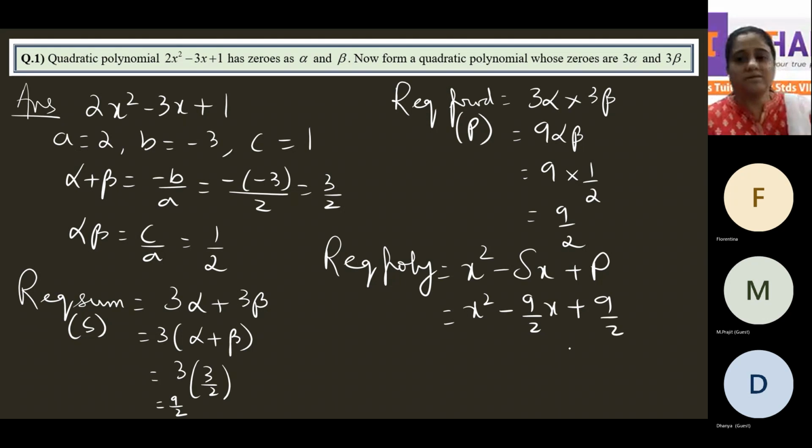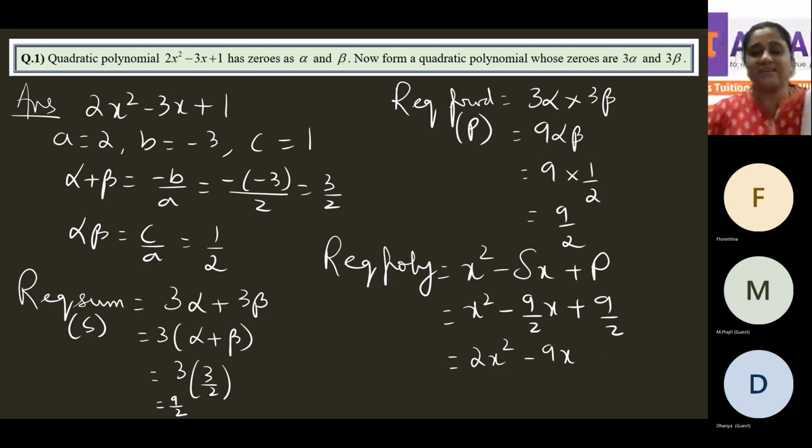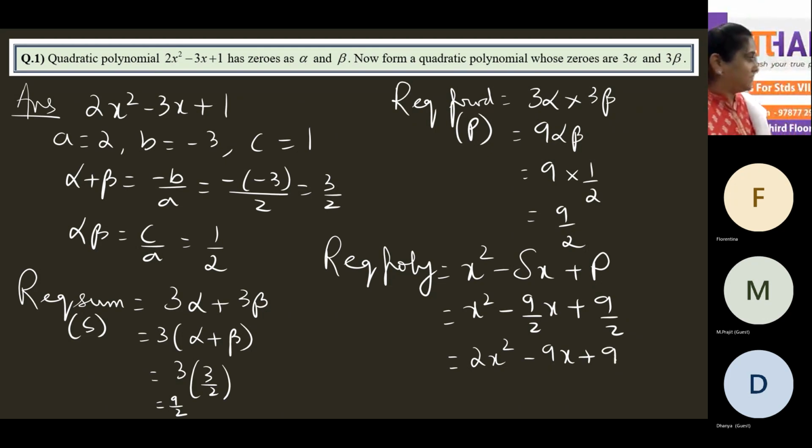Including 9 by 2 everywhere. How can you take 3 common? 3 alpha into 3 beta, 3 threes are 9. Am I right, children? Correct. You got x square minus 9 by 2 x plus 9 by 2. You can leave it like that also.